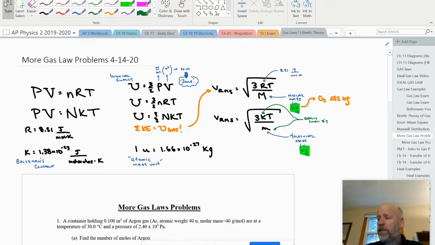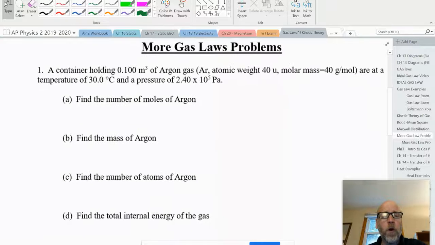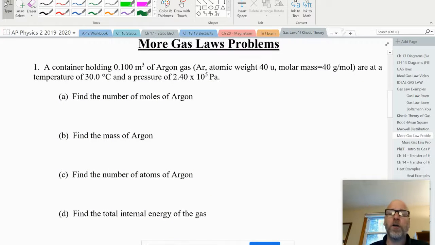Let's take a look at number 1 together. Number 1 says, a container holding 0.1 meter cubed of argon gas. Argon gas is argon, because it's a noble gas, so you'd find it just in its form, Ar, argon, 1 atom.